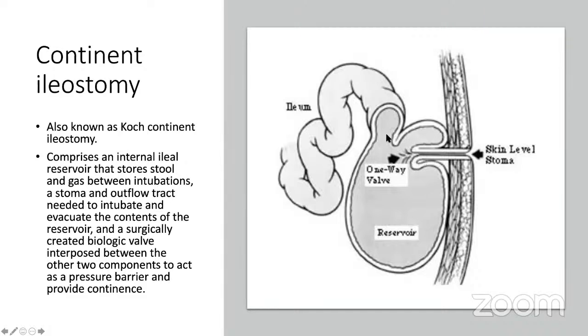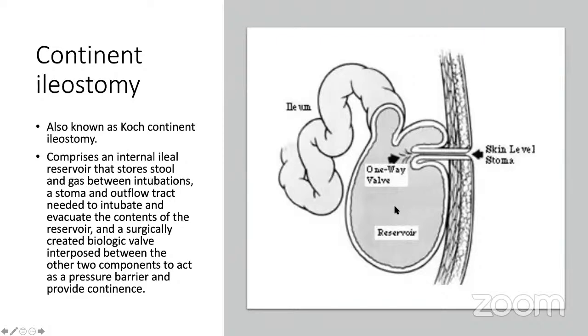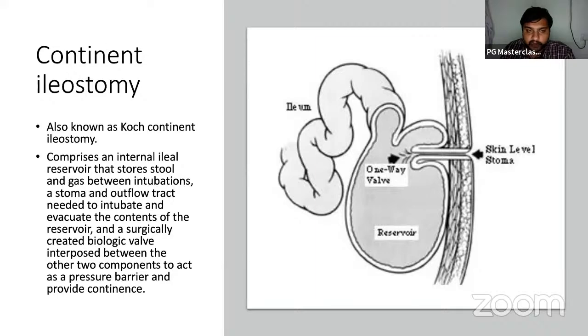which is done iatrogenically so that a one-way valve is created over the upper part of the loop. As shown here, it stores stools and gas between intubations, with a stoma and outflow tract needed to intubate and evacuate the contents of the reservoir. A surgically created biological valve is interposed between the two components by surgical intussusception to act as a pressure barrier and provide continence. To empty this reservoir, regular intubation by a red rubber catheter is done, and from that we evacuate on a regular basis, hourly or 6 hourly.